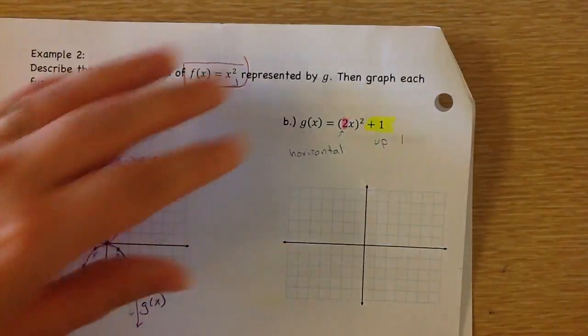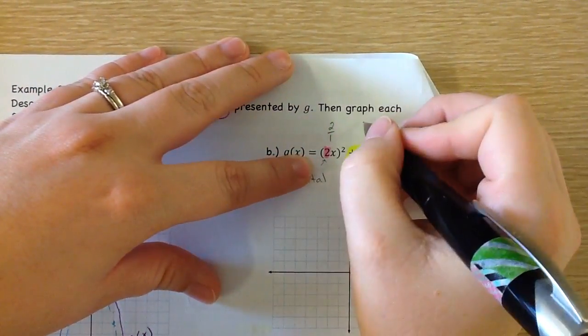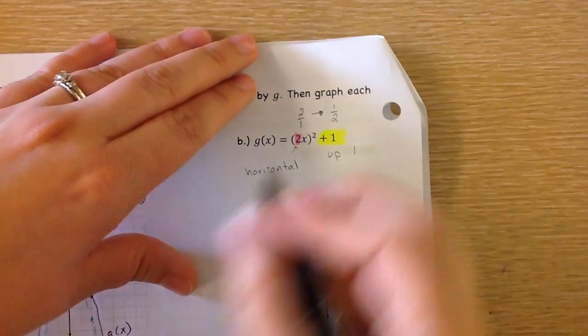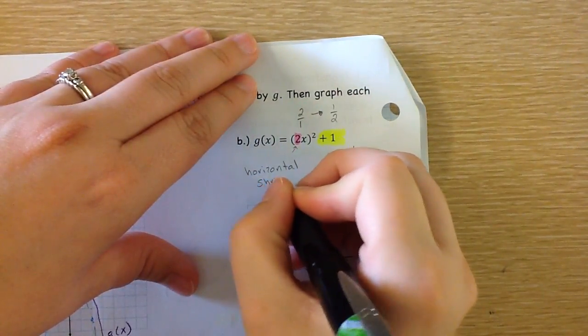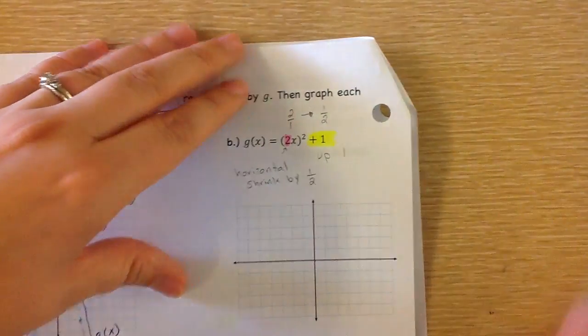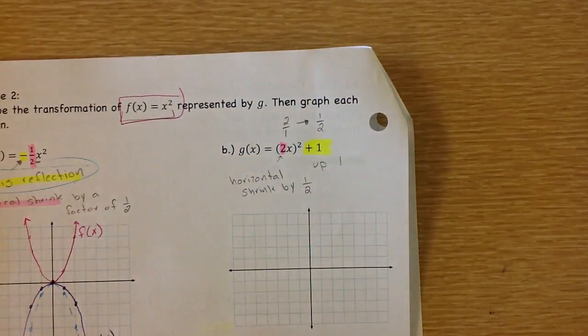And the way we get half is the reciprocal of 2. 2 is the same as 2 over 1, so the reciprocal is 1 over 2. So this is going to be a horizontal shrink by 1/2. So horizontally, left and right, I need to shrink everything in by half.